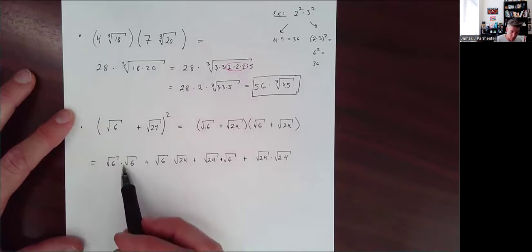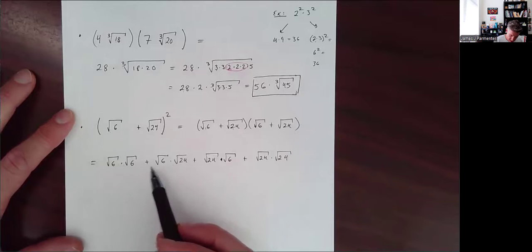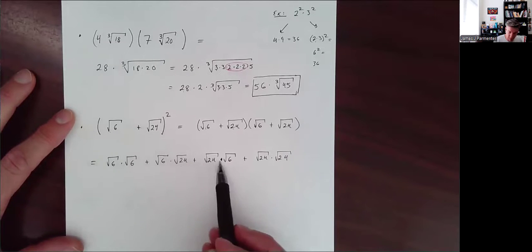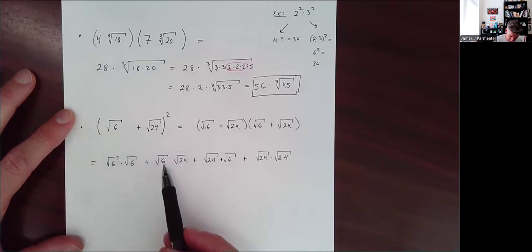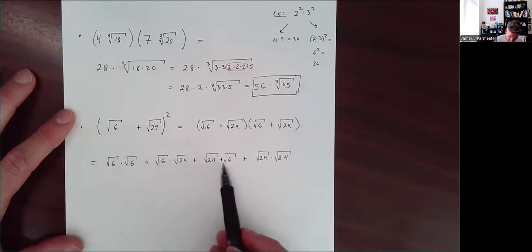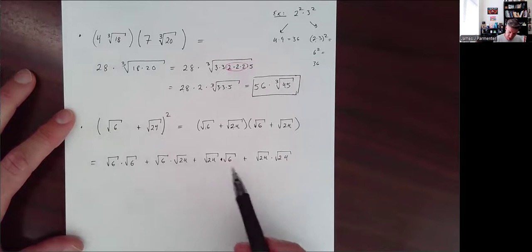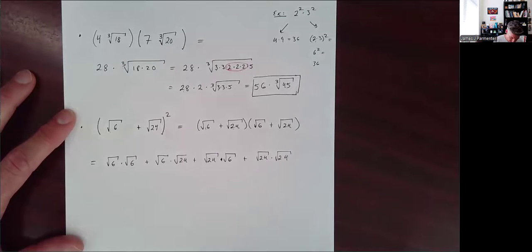This is the square root of 6 squared. You get the two things multiplied together twice. So you get 2 times the first thing times the second thing. So I have one of those there and one of those there. The order of multiplication doesn't matter. And finally, you get the last thing squared.